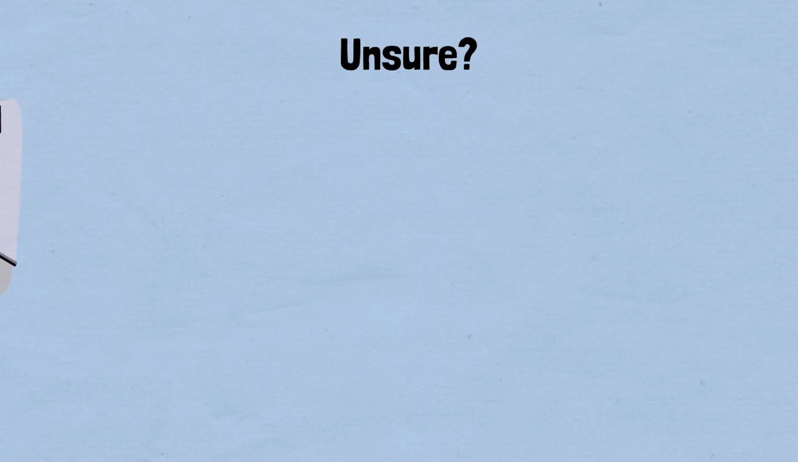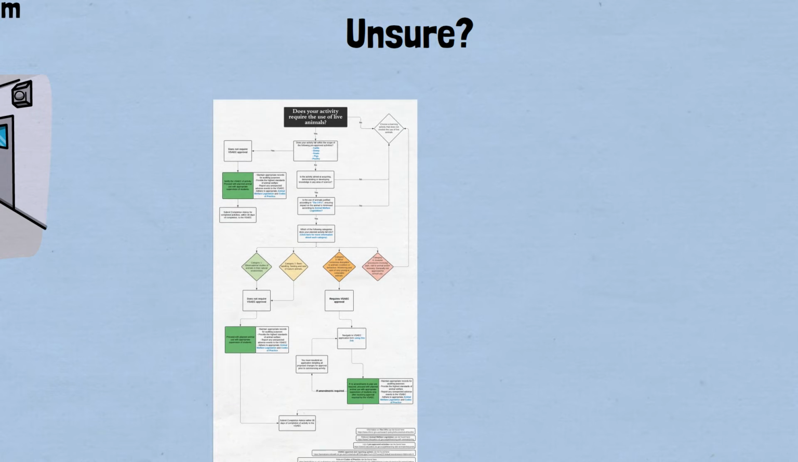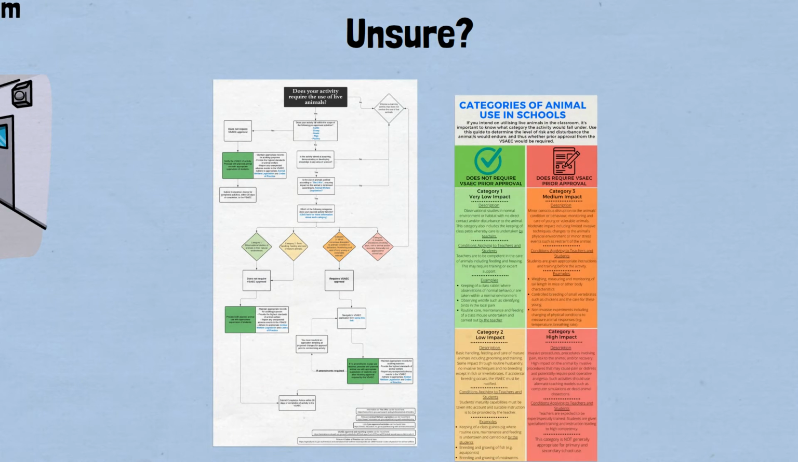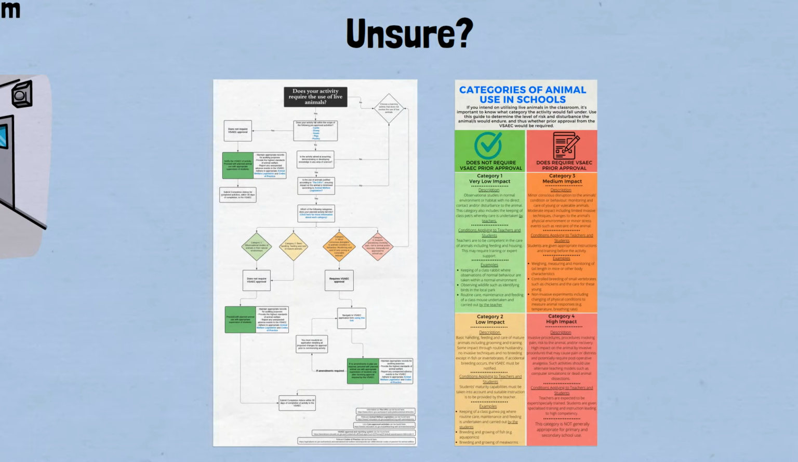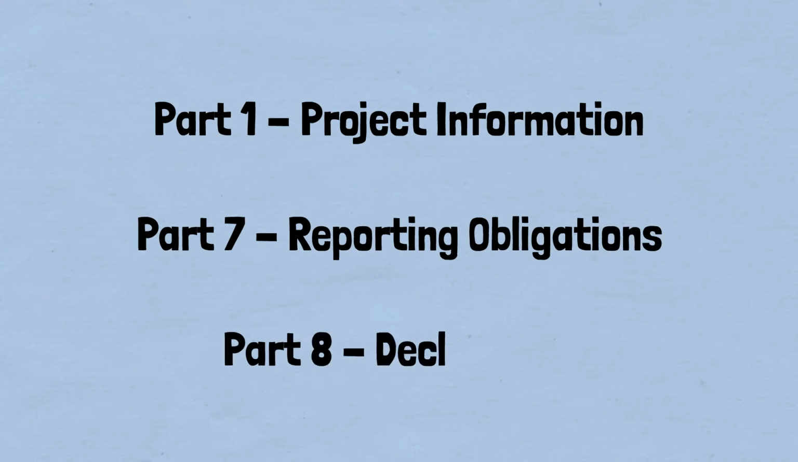If you are unsure whether you need to fill out an application, please refer to the provided flowchart and table. These will allow you to assess your project and decide if an application will be required. This video will explain Part 1, Background Information, Part 7, Reporting Obligations, and Part 8, the Declaration of your application.